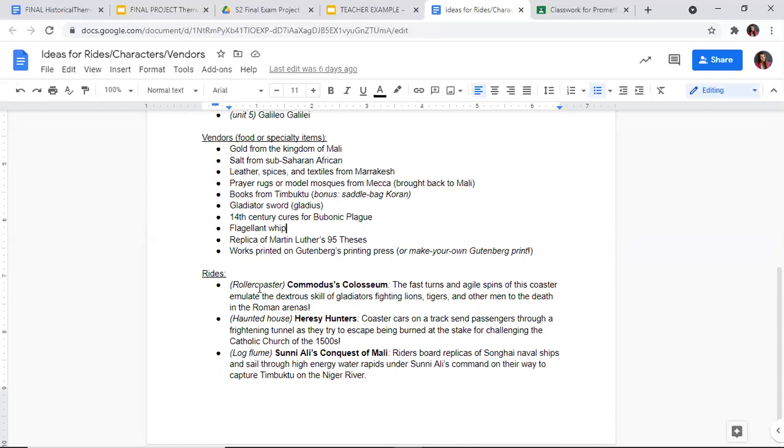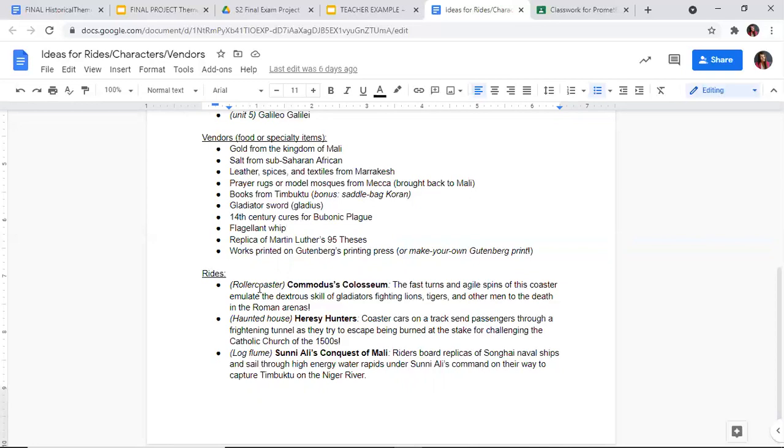And then we talked about a few of these different examples. We talked about Commodus's Coliseum as a roller coaster. Two other examples that I've given you to help get you thinking. You could do a haunted house called Heresy Hunters. This would fall into that category of dark rides and maybe even the dark ride motion simulator genre.